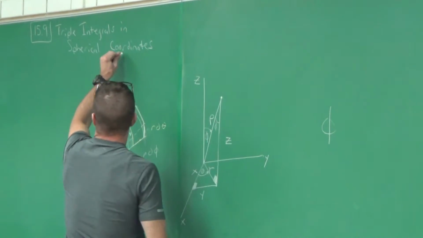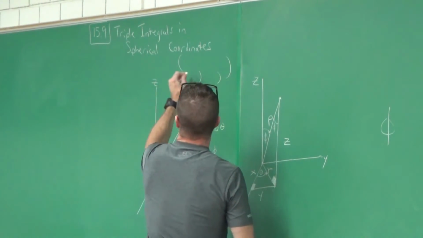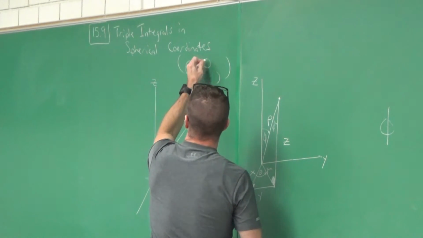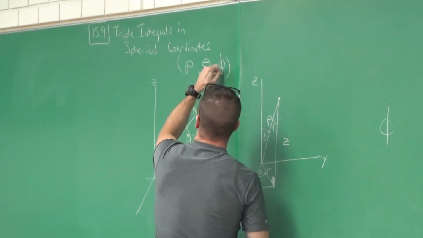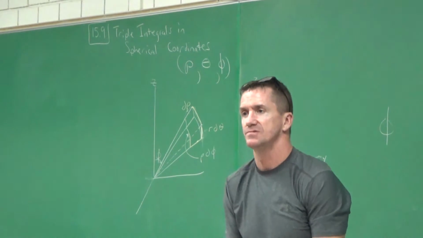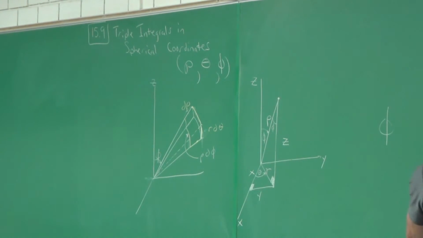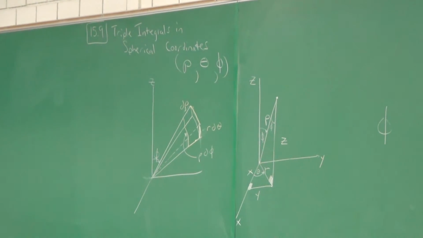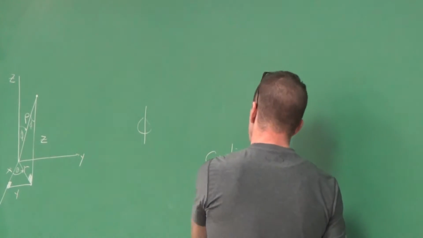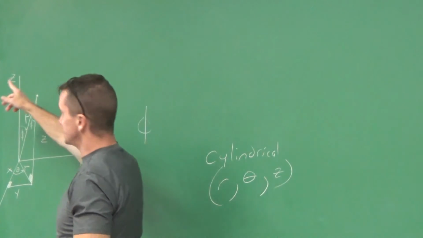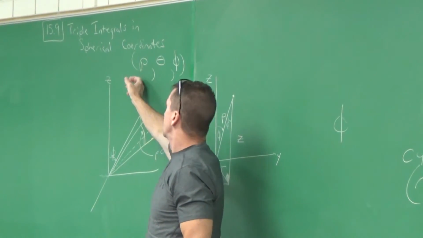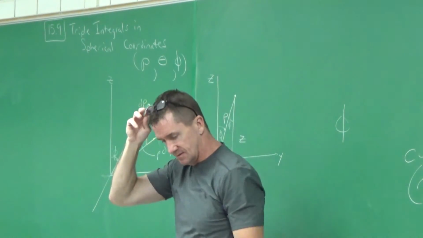This is going to be spherical coordinates. What are the three variables? Rho, theta, and phi. Those are the three variables. What were they in cylindrical? In cylindrical, it was r, theta, and just a z, right? So you're using the same theta as before, but you also have a rho and a phi.